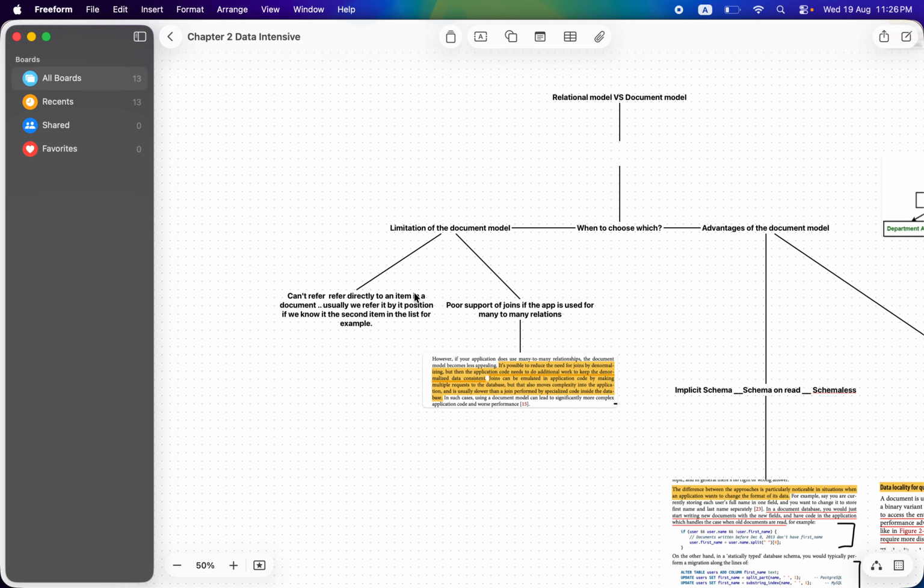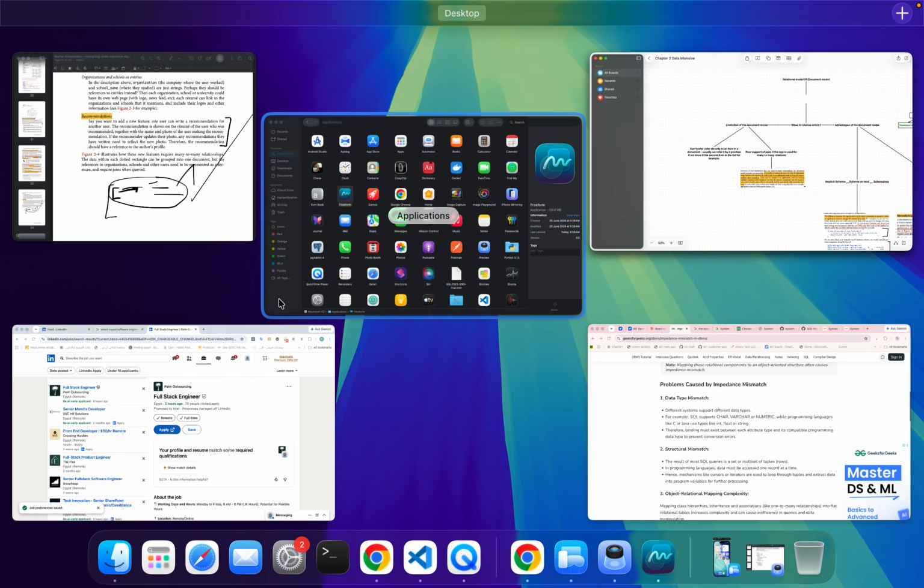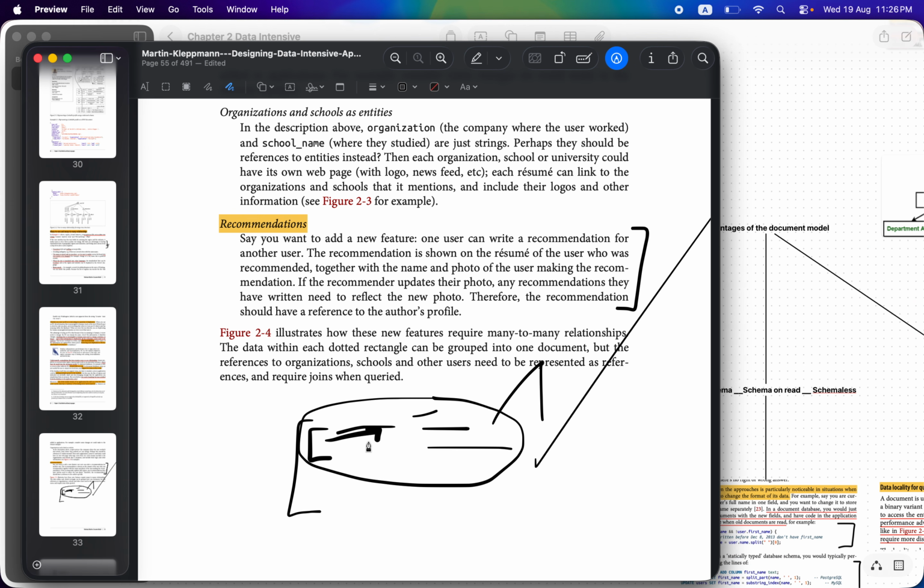The second thing is that you cannot refer directly to an item in a document. You would need to actually access it by its position, like the second item in this data or something like that.